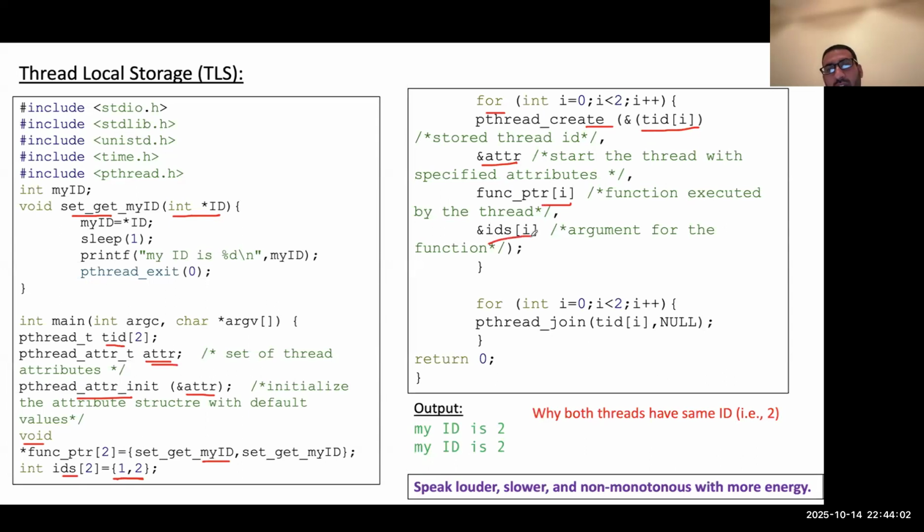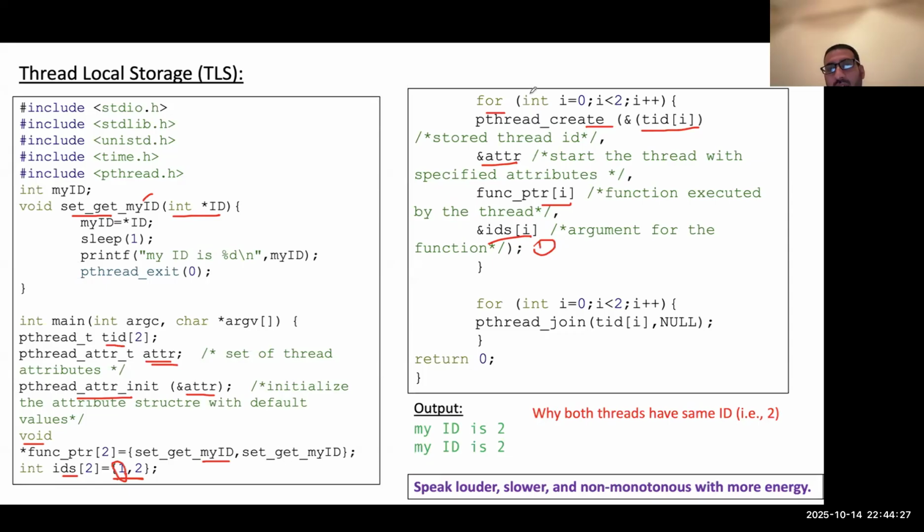And then the last parameter is the address of the memory location which we are passing as a parameter to the function that will be invoked by the thread. So basically, the function that will be invoked will be set get my ID. For the first thread, we are passing the value of 1 here, because the value of the first element is 1.